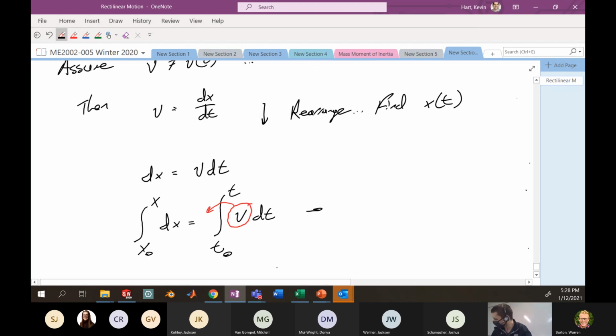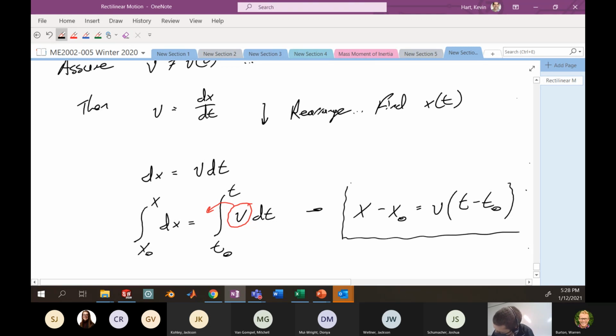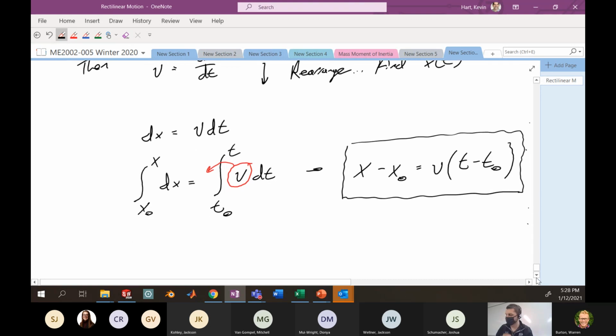That leads to a very elementary expression for a relationship between position and velocity. If you know that your velocity is constant, you're going to have something like x minus x0 is equal to velocity times t minus t0. It's as basic as it gets, okay?